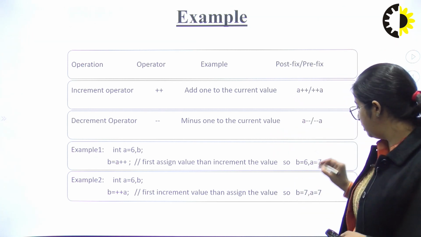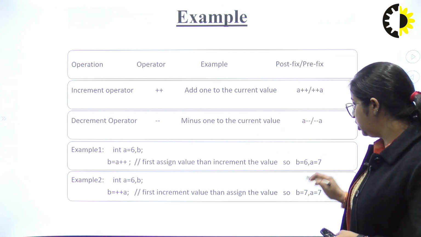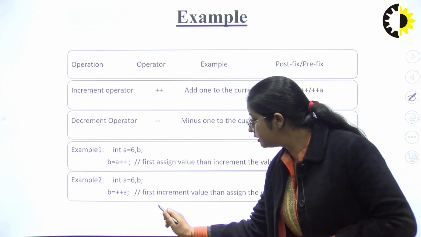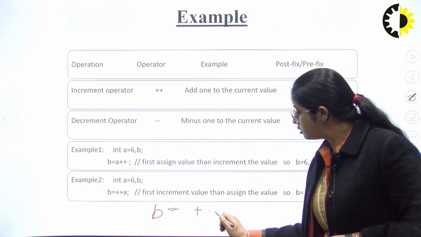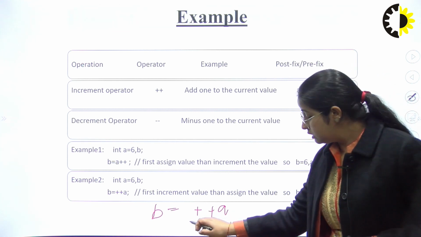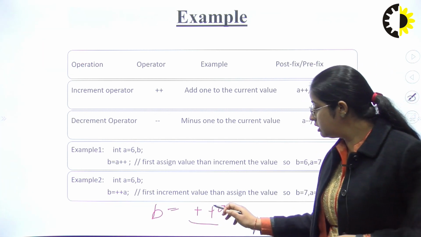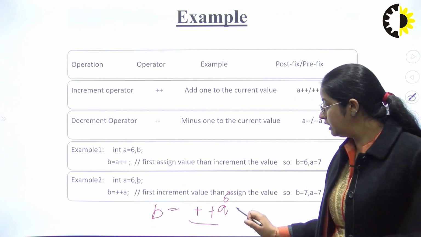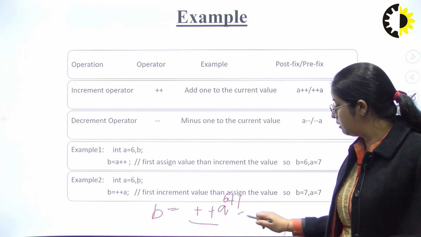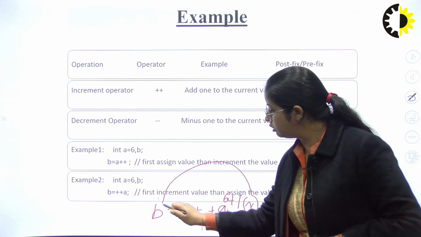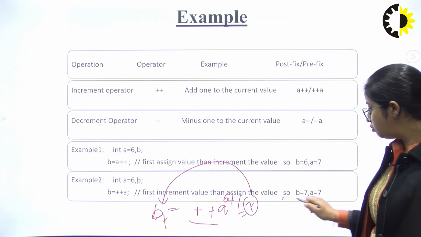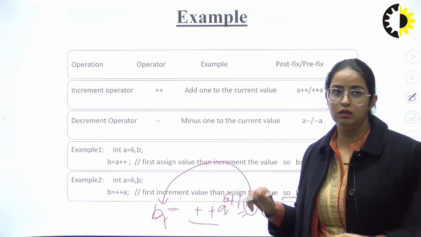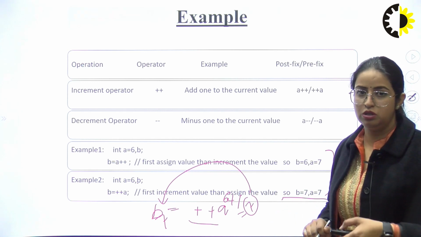If I take the same example, b equals ++a, what happens in this pre-increment? It increments the value first. That means if the value of a is 6, it increments it: 6 plus 1 becomes 7. Now this 7 is assigned to b. So the output is b equals 7, a equals 7. I hope it is clear to all, both increment and decrement, and how pre-increment and post-increment work.